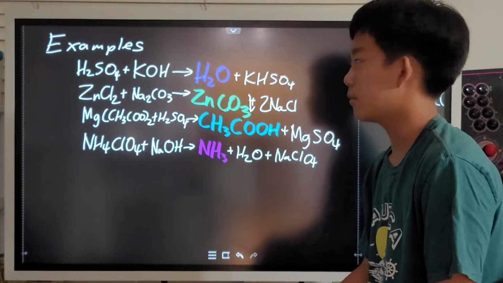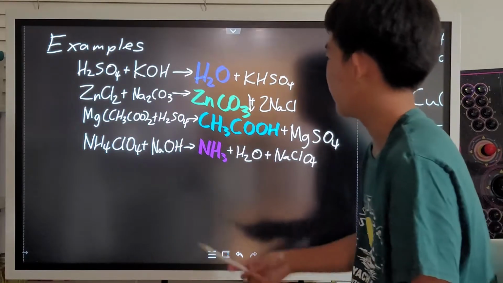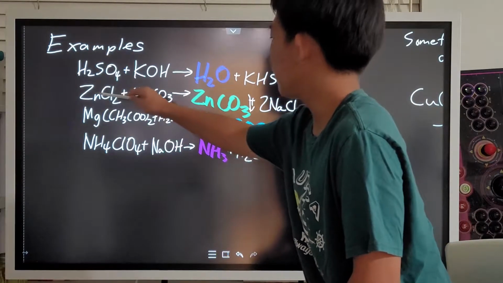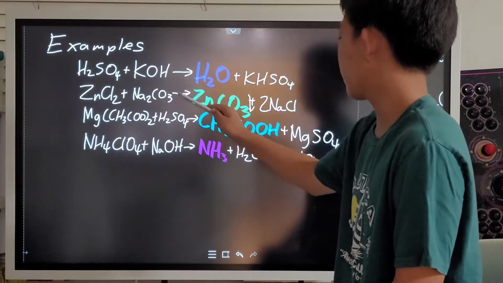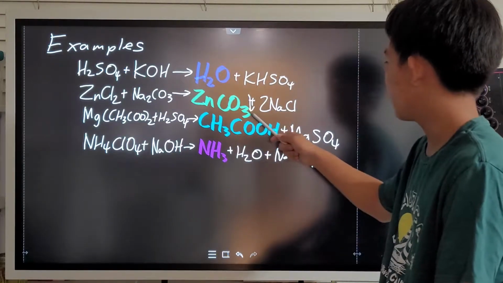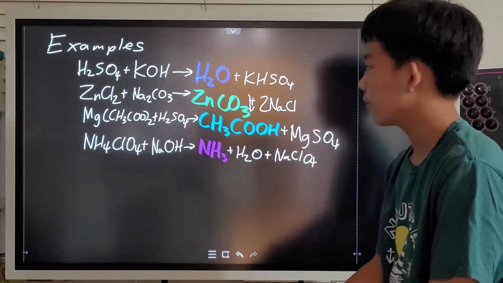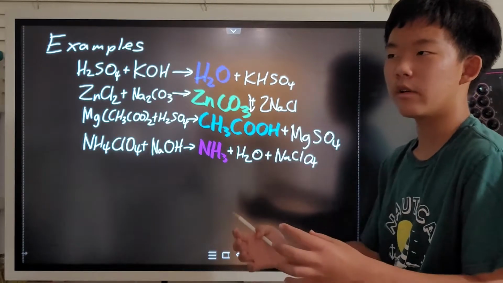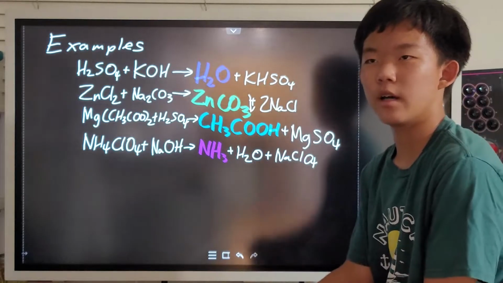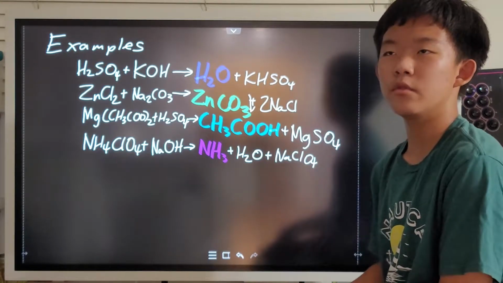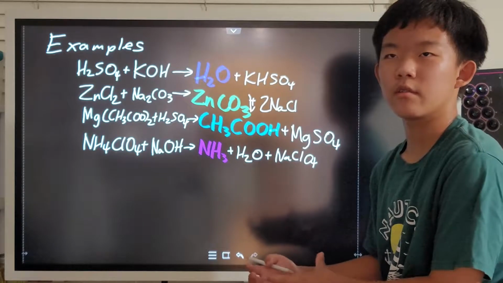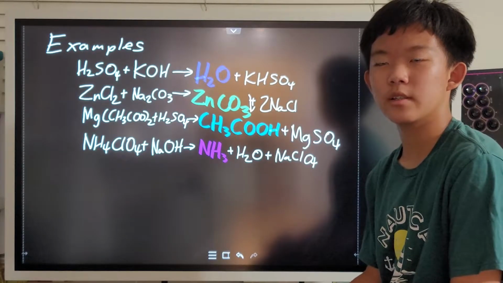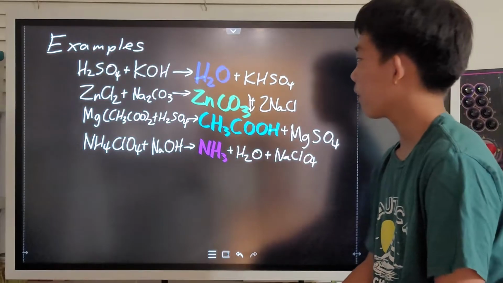Now, the second example is the formation of a precipitate. In here, we have zinc chloride reacting with sodium carbonate to produce zinc carbonate and sodium chloride. Now, the sodium chloride stays in solution, but because the zinc carbonate is going to fall out, it's going to keep moving so that we can keep replenishing the zinc carbonate. It's kind of like equilibrium.